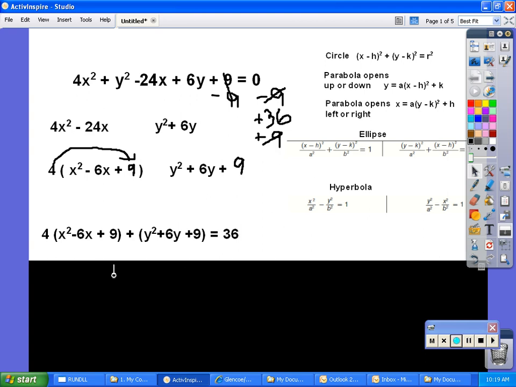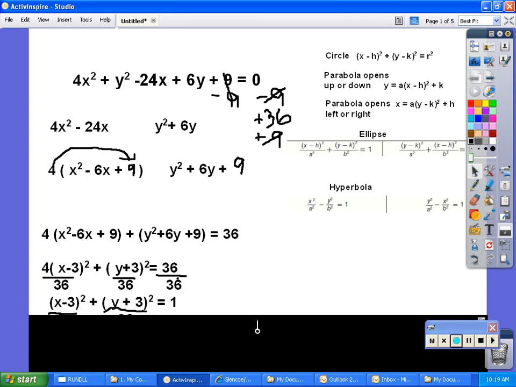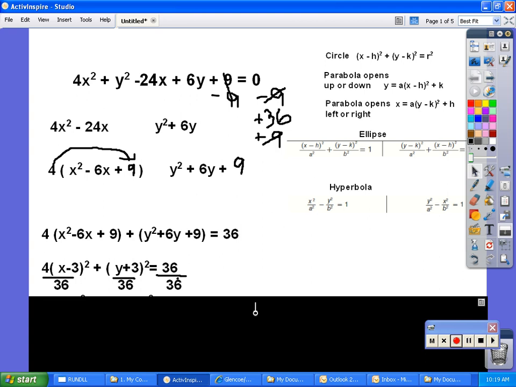Oh, and I skipped a step, sorry there. So I had to divide everything by 36. Before I did that, I factored my trinomials here. They're very easy to factor because I already did that when I completed the square. When I did half of negative 6, it was negative 3. And that is my factored term, x minus 3 squared. Half of 6 is positive 3, y plus 3 squared. Then I divided everything by 36, leaving me with 4 times x minus 3 squared over 36 plus y plus 3 squared over 36 equals 36 over 36.